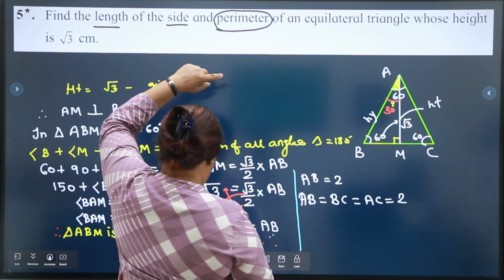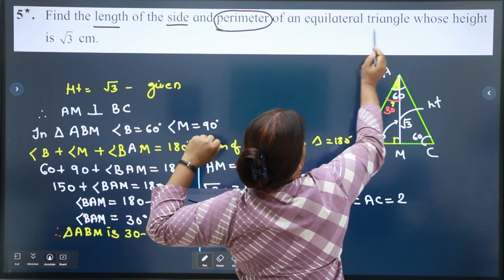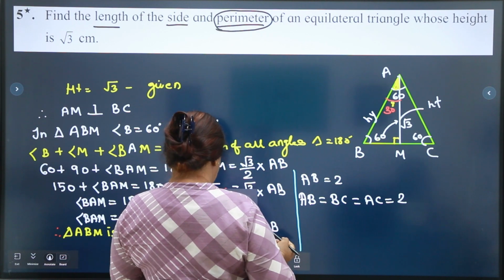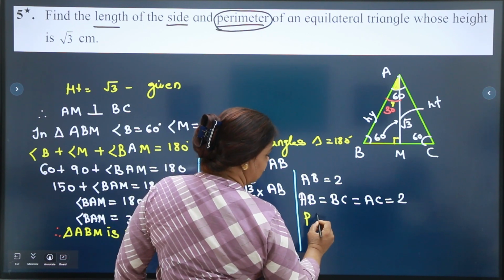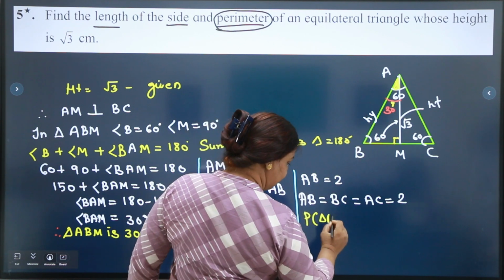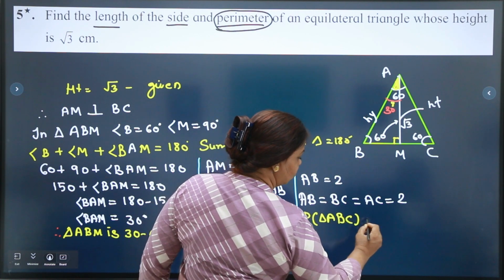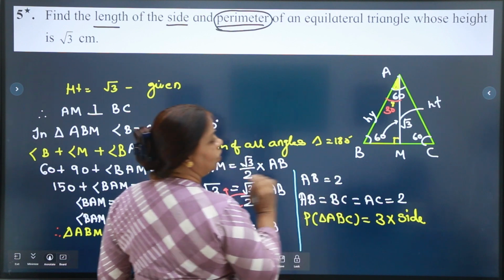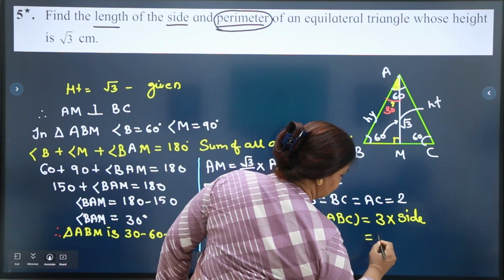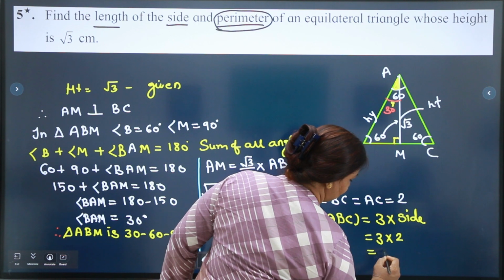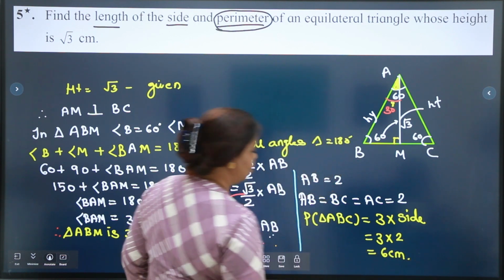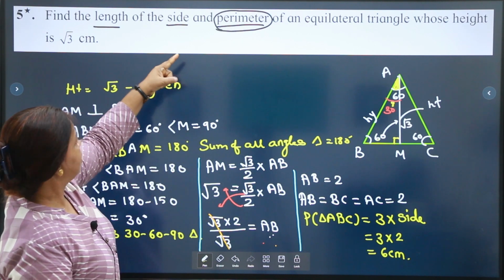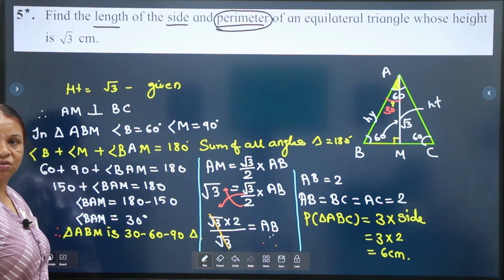And they are asking you to find out the perimeter. Yes, perimeter of the triangle. So what is the perimeter of the triangle? Perimeter of triangle ABC is equal to 3 into side, one of the sides. All sides are 2 only, na? 3 into side. That is 3 into 2, which is equal to 6 centimeter. So perimeter of triangle ABC is equal to 6 centimeter. This is what it was asked to find out. You can pause the video, children, and you can solve the sum.